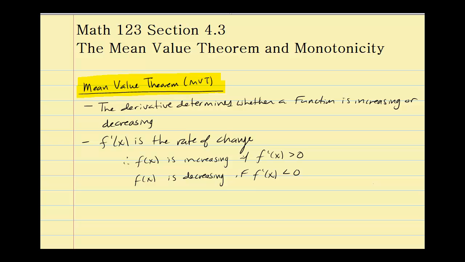To talk about the mean value theorem, which we often abbreviate MVT, we need to recall that the derivative determines whether a function is increasing or decreasing, because the derivative talks about the slopes of the tangent lines. So if the slope of the tangent line is defined by f prime of x, which we know that it is, the derivative is a rate of change, then the function is increasing if the first derivative is greater than 0 or positive. The function is decreasing if the first derivative is less than 0 or negative. So again, this gives us an idea about what the function will look like.